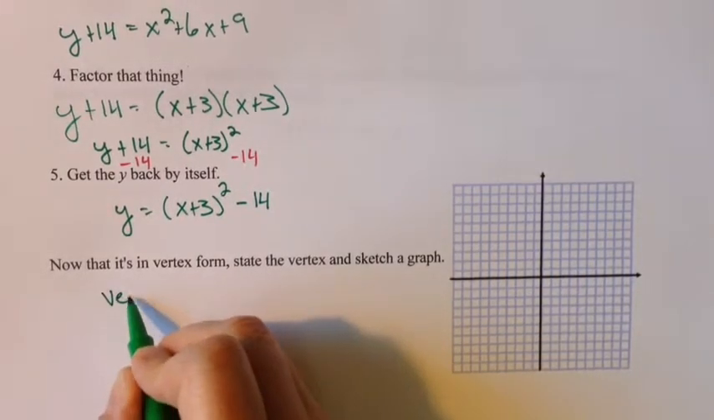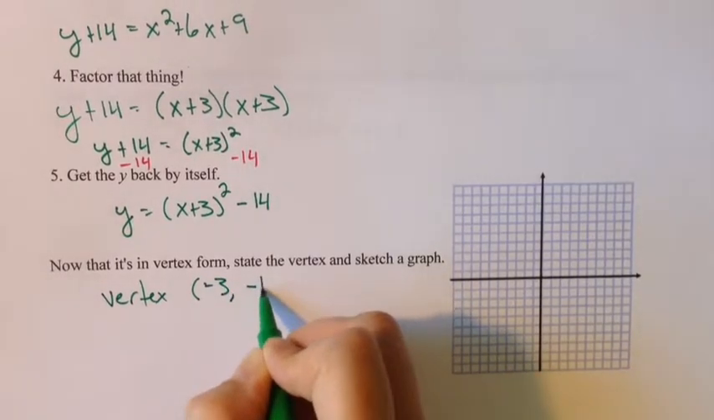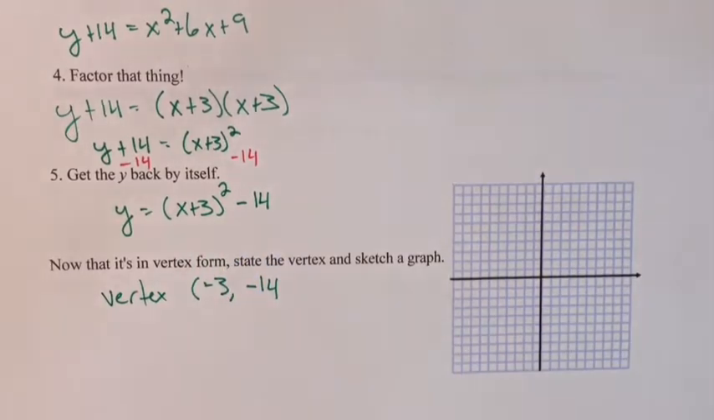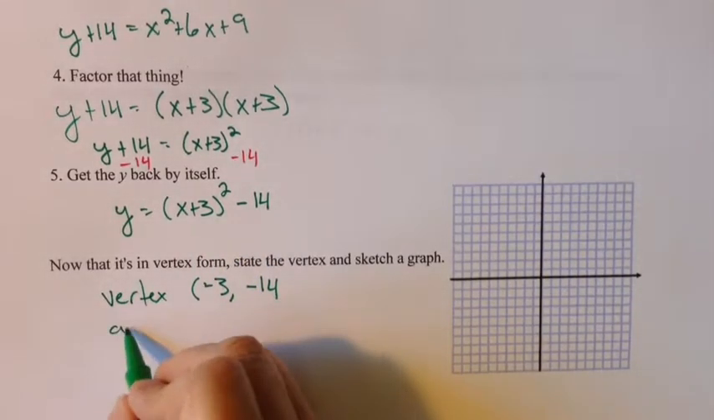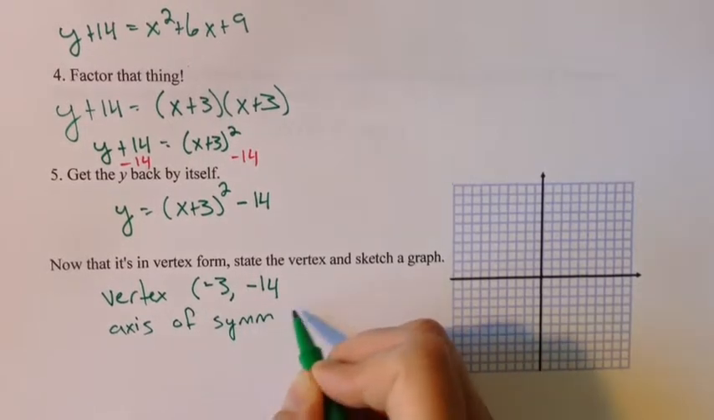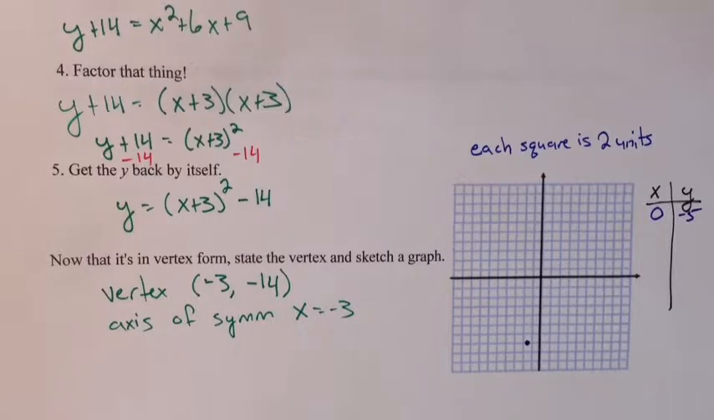The vertex is (-3, -14). Remember, it's always the opposite sign of the h thing there. And the axis of symmetry is at x equals -3. Now I'm going to go ahead and sketch this.